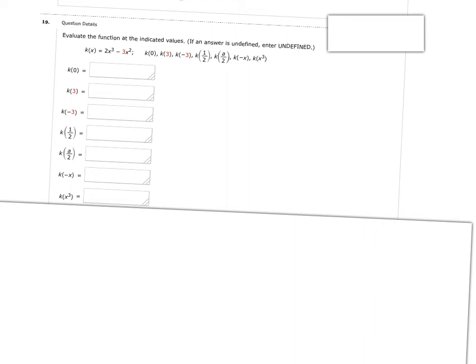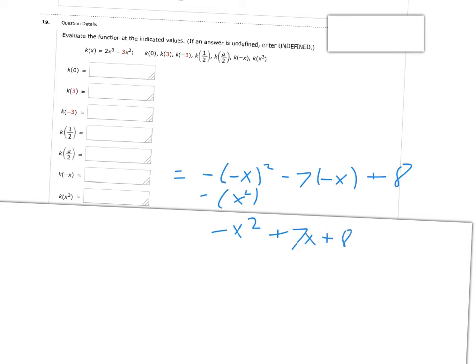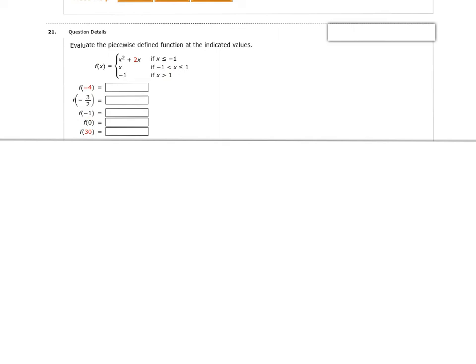For k of negative x here, it's going to be negative x squared minus 7 times negative x plus 8. Really important on this one, we cannot go minus to plus, because there's the exponent there. So I have to do negative x squared, which is actually x squared. And if I make that negative, it's going to be negative x squared. And this will be plus 7x plus 8.